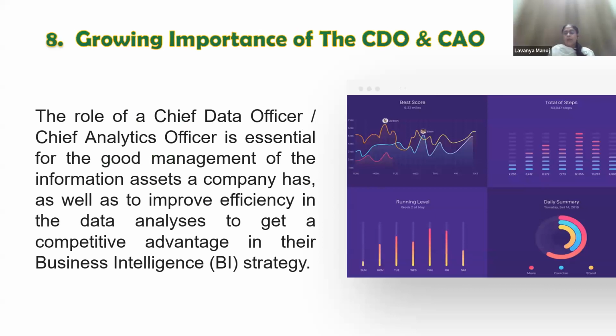Then CDO and CAO. Just like the ethical hacker and the business analyst, we have the chief data officer and the chief analytics officer. Before these roles came into the limelight, data analytics and forecasting were mostly done by the finance manager or the chief financial officer of the company. The finance department was responsible for doing this analytics, coming up with the forecasting and other techniques, publishing the results and helping the management in taking decisions. But now things have changed.